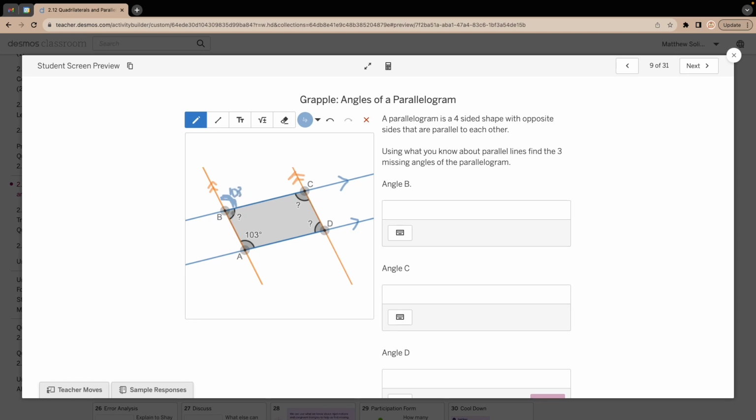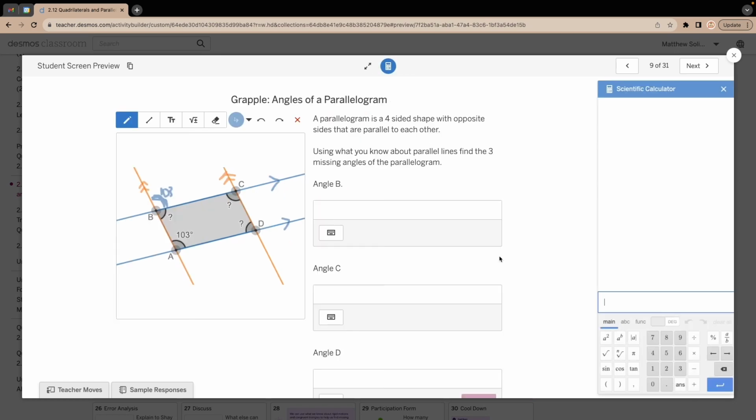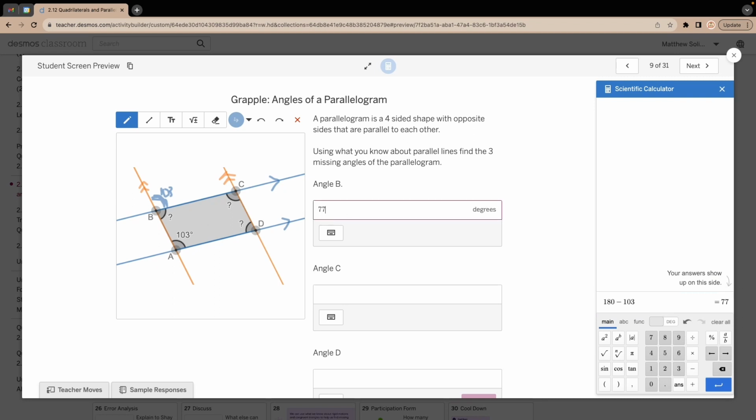Now the 103 plus this angle B make 180, right? Half a circle or a straight line. Those are supplementary angles. So I could just use my calculator here. 180 minus 103. Let's see what's left. We got 77 degrees. So angle B is 77 degrees. All right, so let's fill that in real quick. 77.